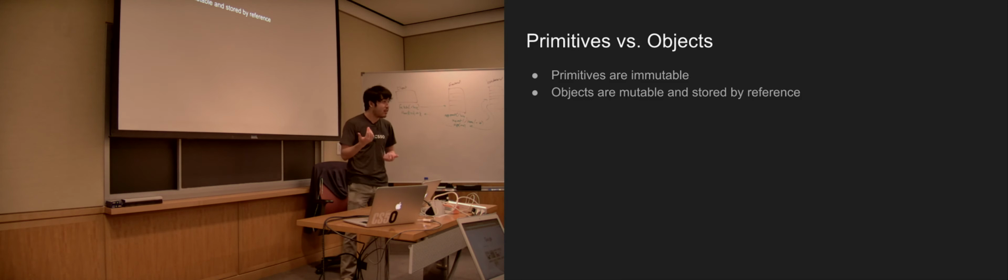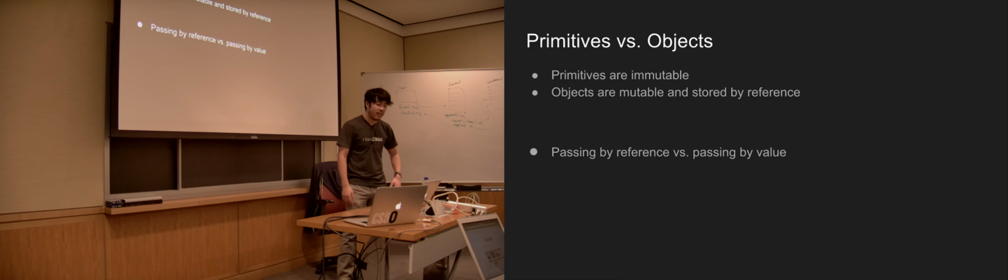Primitives versus objects. Primitives are immutable, objects are not. And so we had a demo here. And so what's the difference between passing by reference and value? Anyone? Exactly. So passing by value, you create a copy. So you pass the copy. Whereas passing by reference, if you're thinking in terms of C, it's like passing a pointer. And so if you change any of those variables, then it actually changes the global object or whatever the parent scoped object is.